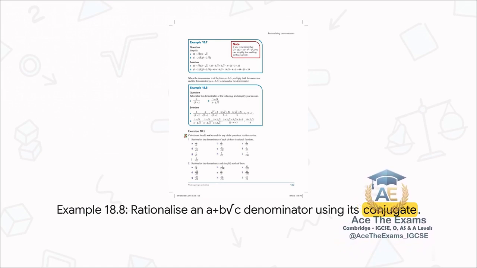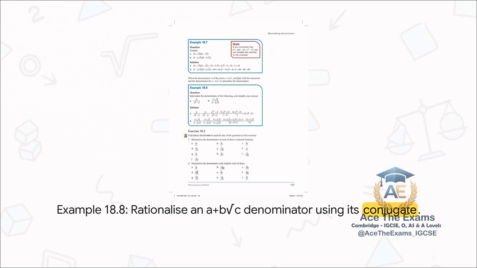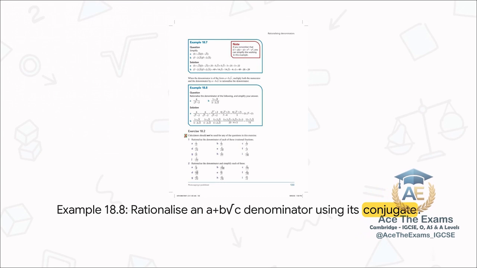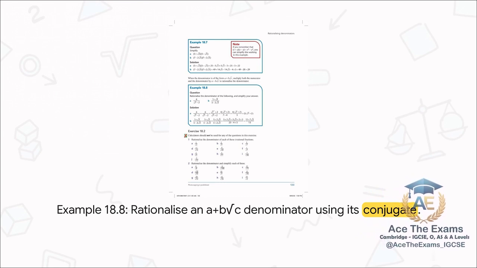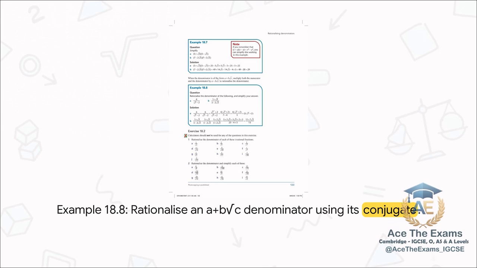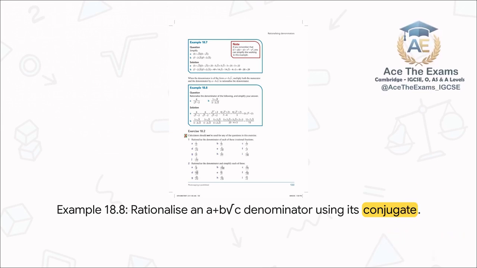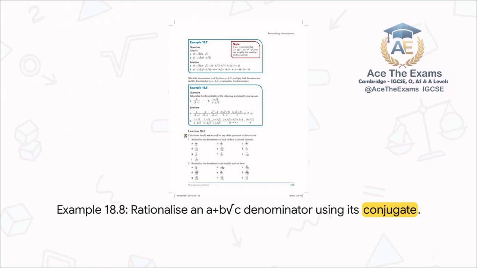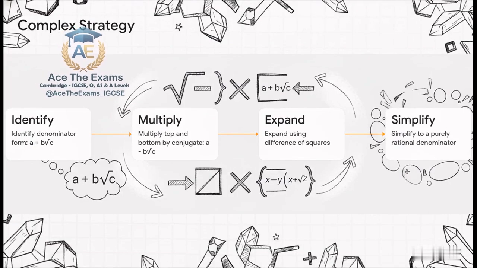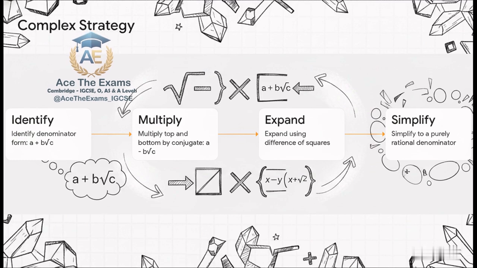On the bottom, root 7 minus 2 times root 7 plus 2 simply becomes root 7 squared minus 2 squared. That's 7 minus 4, which is 3. The complex, irrational mess completely disappears, leaving us with a nice clean 3 on the bottom. Then we just divide the top by 3, leaving us with a final simplified answer of 2 times root 7 plus 2.